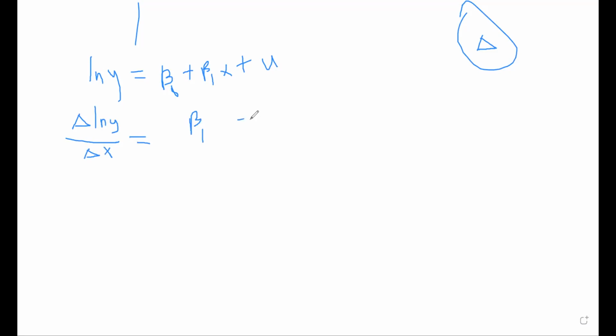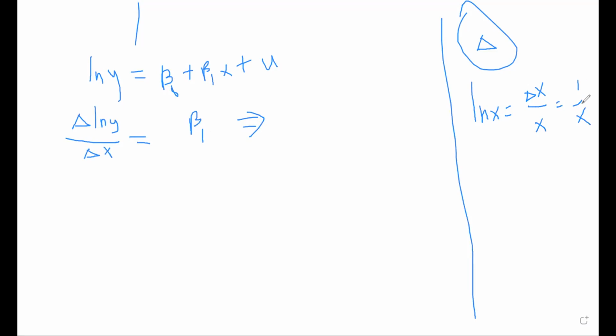What does this mean? Remember, if you are differentiating ln of something, you differentiate the variable and divide by itself. When you differentiate x with respect to x, you get 1, and you divide by x. That is why the derivative of ln of x is 1 over x. That is what will come to play here. The derivative of ln of y is the derivative of y divided by itself, and then we have our change in x here.